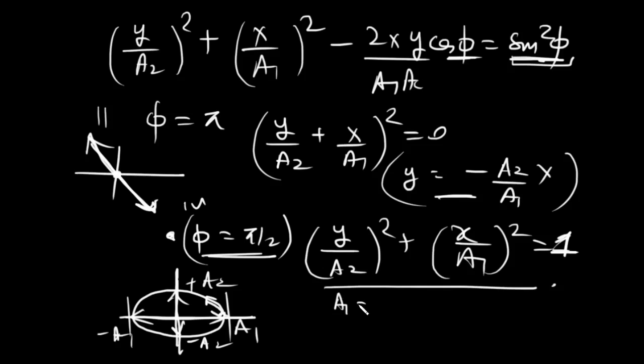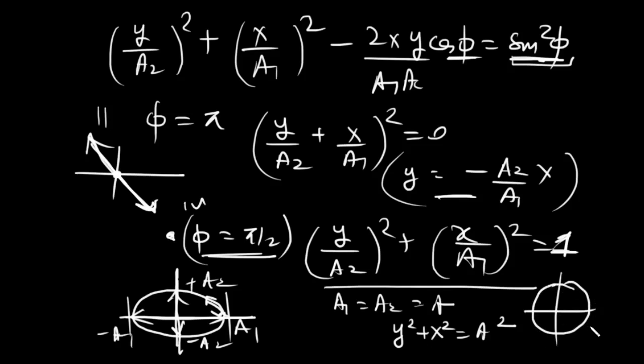What if a1 was equal to a2 equal to a? Then if phi is equal to pi by 2, the equation is y square plus x square equal to a square. Hence the particle would be going in a circle, not an ellipse. Okay, this would be a, this would be a, this would be minus a, and this would be minus a. This would have been a circle. Individual components would be traveling along both the axes, and this would be a circle.